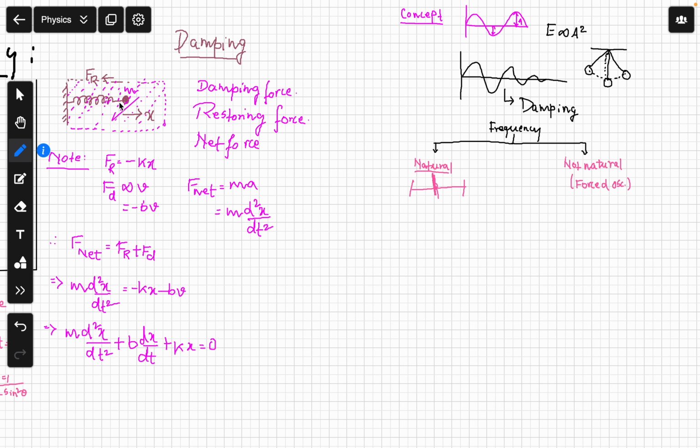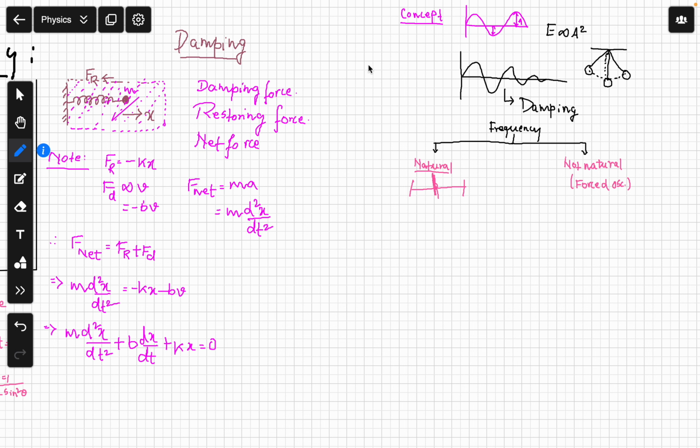So that means that there are two kinds of forces acting on this system. The first force is what we call the restoring force. That is also a negative force because it does not allow the oscillation to happen easily. So that is actually called the restoring force, which is negative. And it also has another force which we call the drag force.